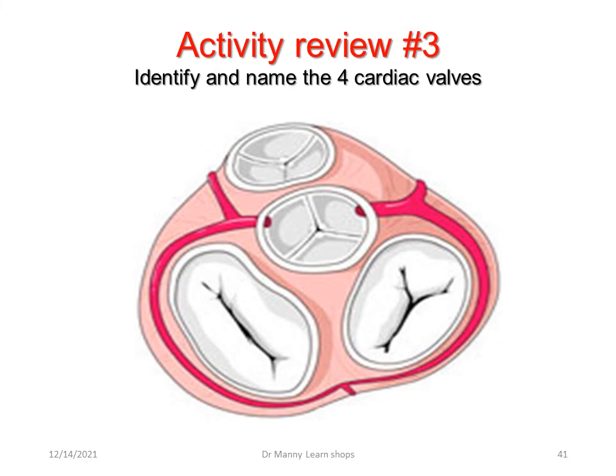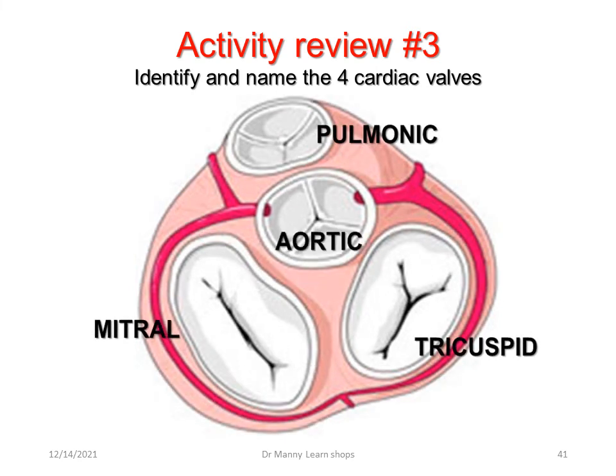Can you identify and name the 4 cardiac valves? Again, nothing hard about this. You've got the pulmonic and aortic, and mitral and tricuspid. Tricuspid, 3 cusps, mitral, 2 cusps, aortic, 3 leaflets, pulmonic, 3 leaflets. The aortic valve is always connected to the coronary arteries, right and left, at the sinuses of Valsalva.